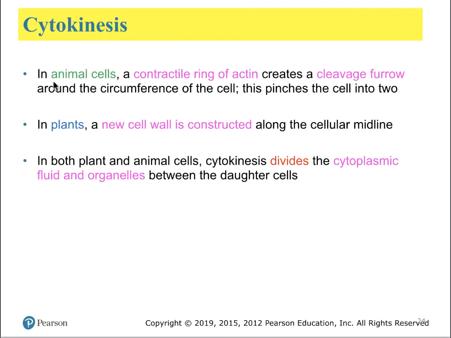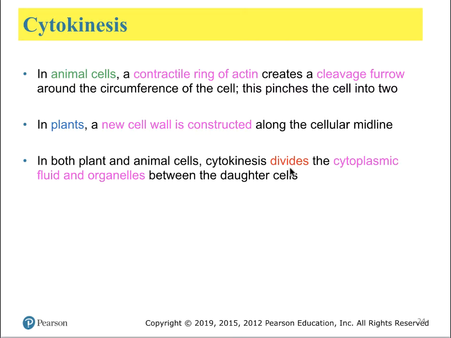daughter cells. In animal cells, that cleavage furrow is actually a second type of cytoskeleton protein called actin that makes a contractile ring, and the actin will constrict, forming the cleavage furrow. In both animal cells and plant cells, cytokinesis will actually divide the cell in 2.